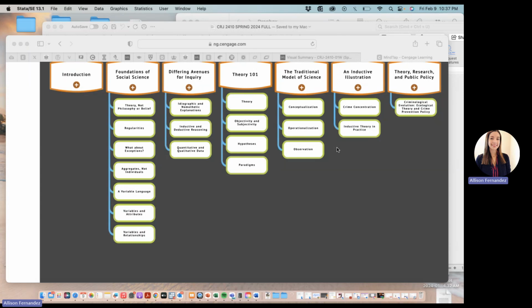Again, there's conceptualization versus operationalization. If you need more examples about conceptualization and operationalization, you can refer to chapter 2 because they provide different examples that I've already talked about.